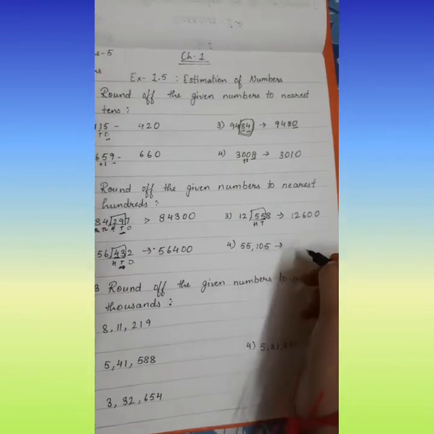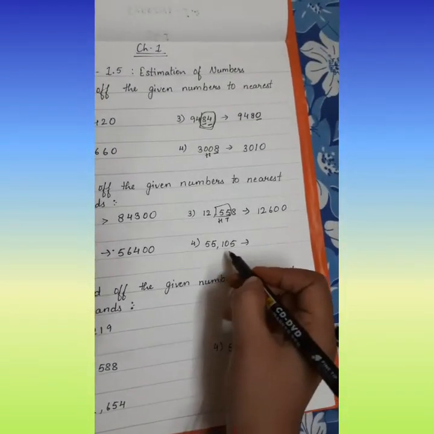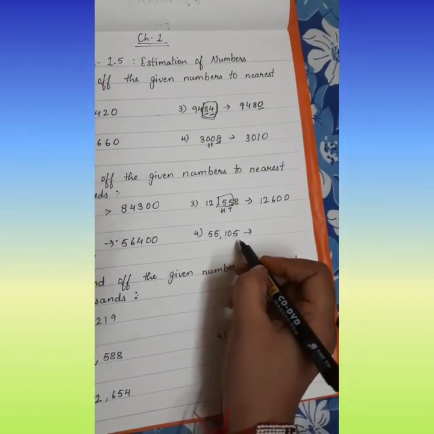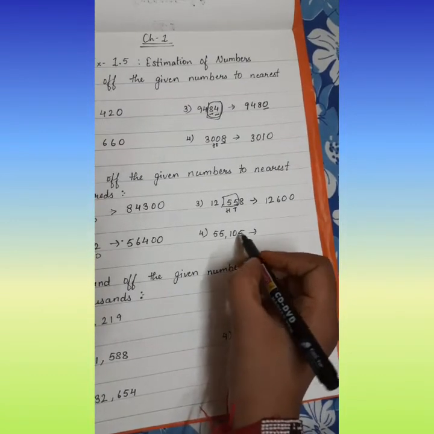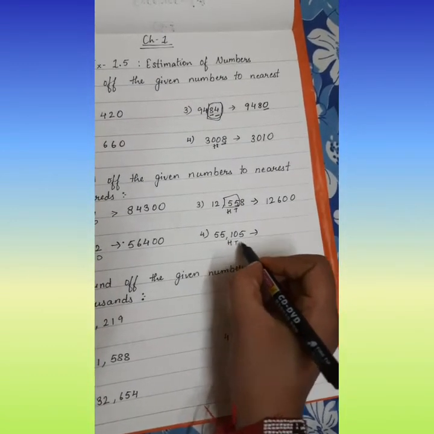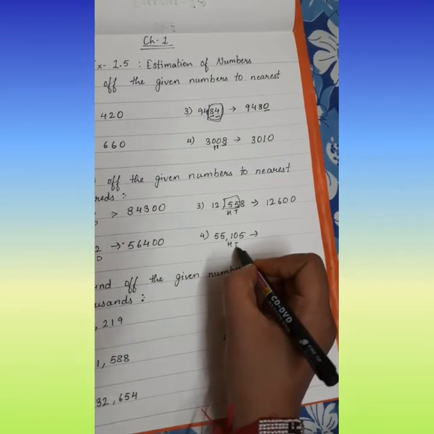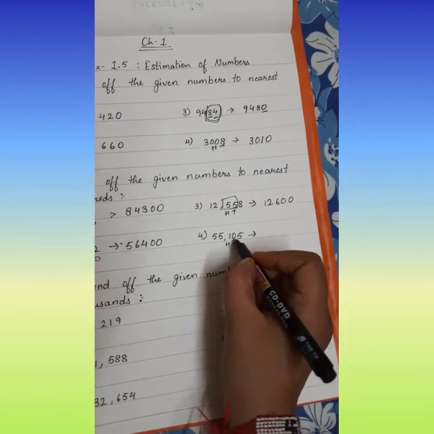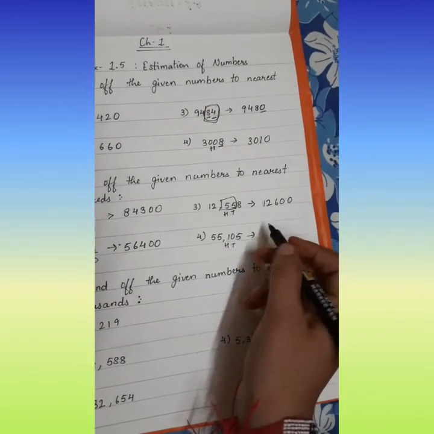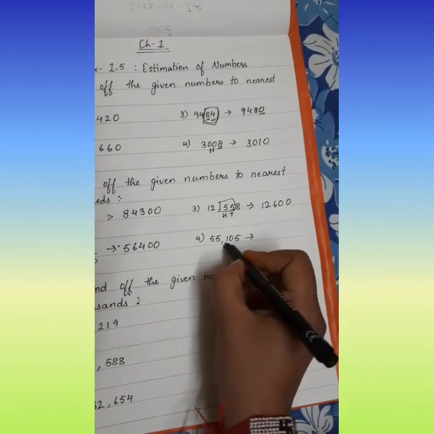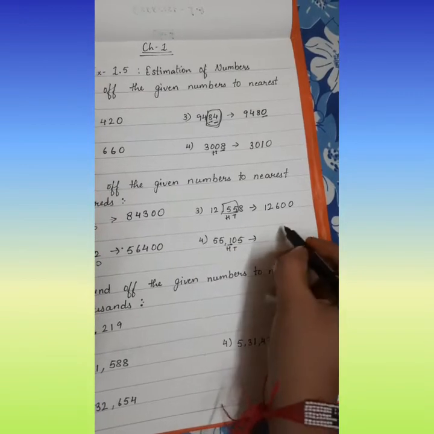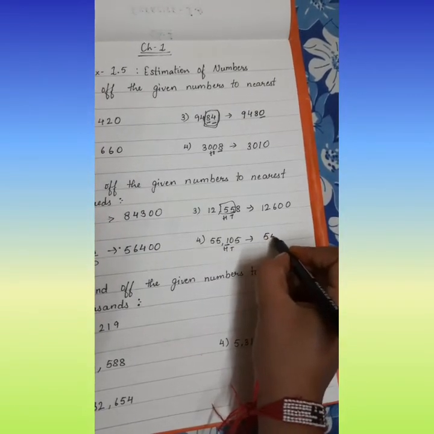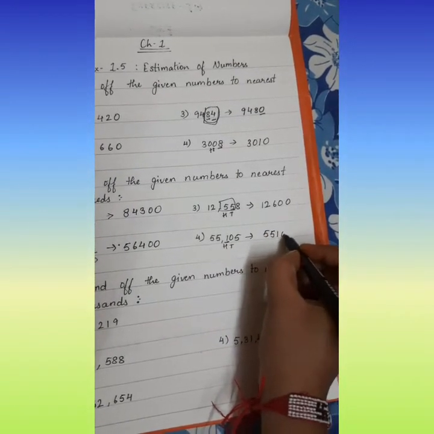Then next one, 55,105. Again tens and hundreds position. At tens position it is 0, and 0 is less than 5. So that means no changes will be there at 100 position, and the number will become 55,100.